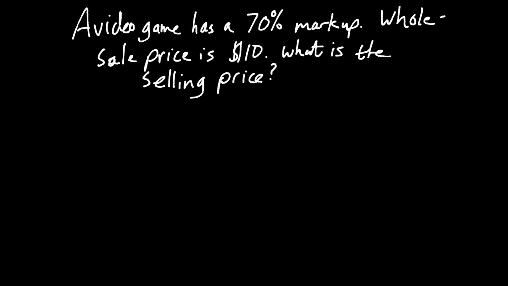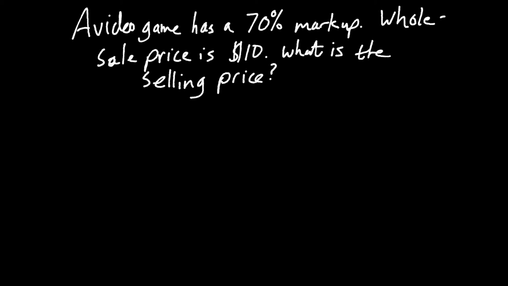Alright, here we are in our last example, where we are told a video game has a 70% markup, and the wholesale price is $10. Now you might be wondering, why is there a markup? Well, most stores, when they buy items that they're going to sell to regular consumers, they pay what is called the wholesale price. It's cheaper than the price they put on the shelves because this allows them to make back the money that they paid for it, plus a little bit extra, which helps them stay in business, pay for other workers, and other costs as they might incur.